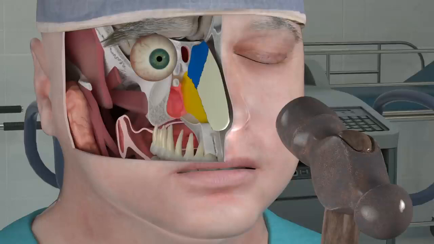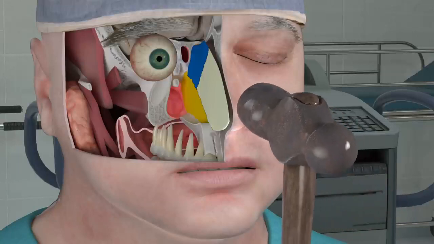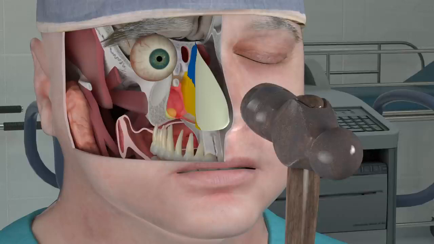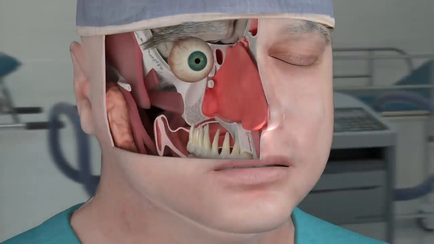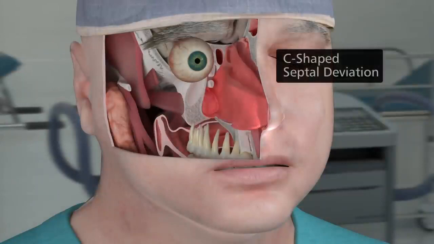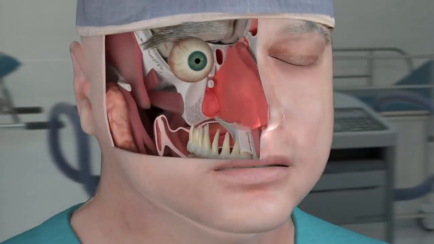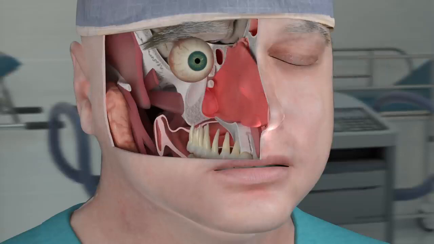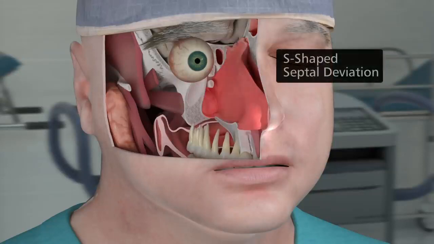When the nose is impacted, such as in a sports injury, fight, or simply birth trauma, the impact occurs to the front of the cartilage, but the force is transmitted farther back, often causing deviations well away from the actual impact. There are several typical configurations that a deviated septum can take. The C-shaped deviation. The caudal deviation. Caudal means the anterior-most part of the cartilaginous septum. The S-shaped deviation.